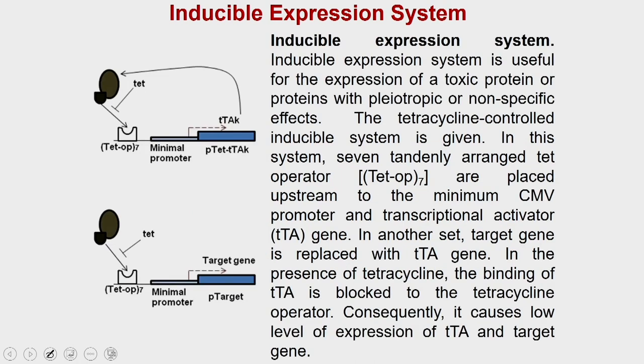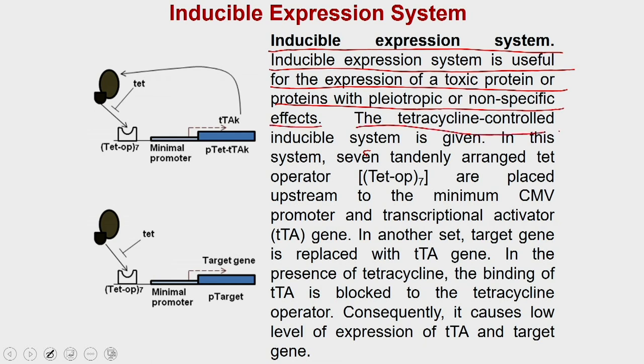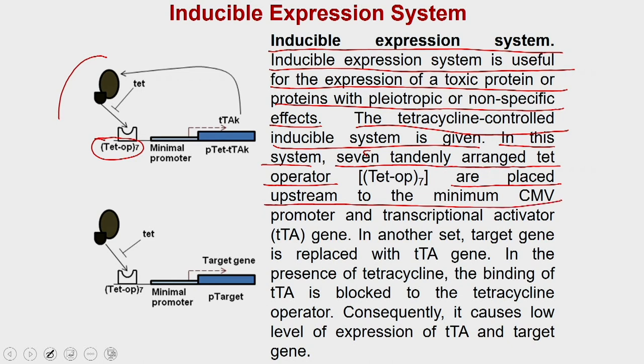The inducible expression system is useful for the expression of a toxic protein or a protein with a pleiotropic or non-specific effect. The tetracycline controlled inducible system is given in this diagram. In this particular system, you have seven tandemly arranged tet operators, and these tet operators are placed upstream of the minimal CMV promoter and the transcriptional activator TTA gene.